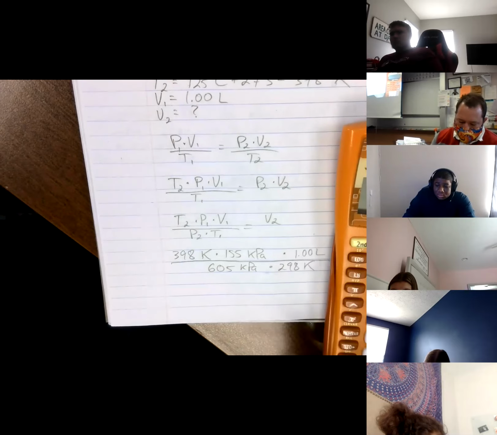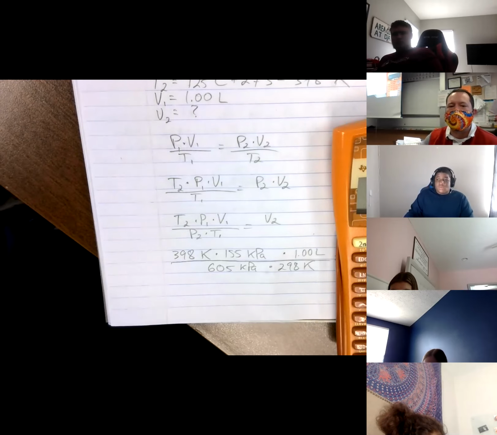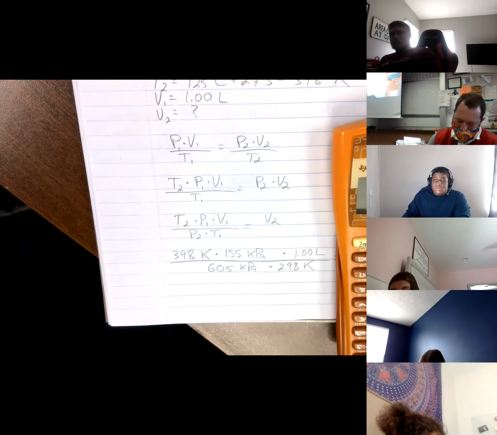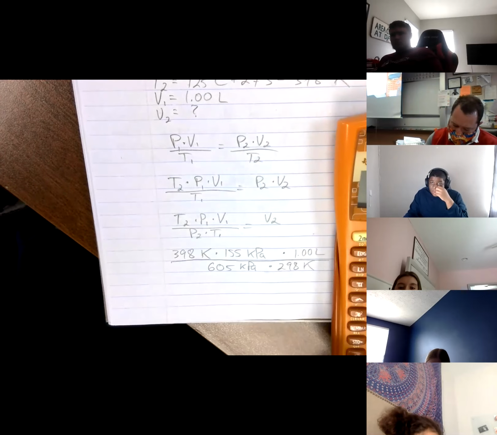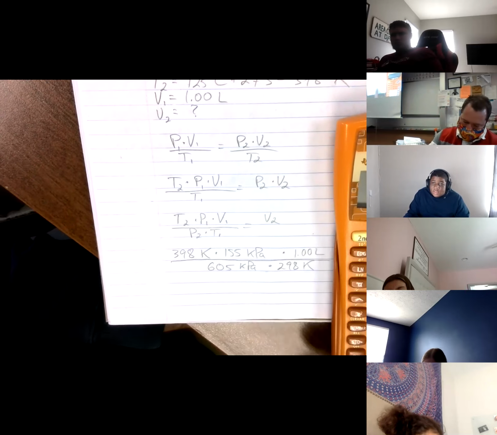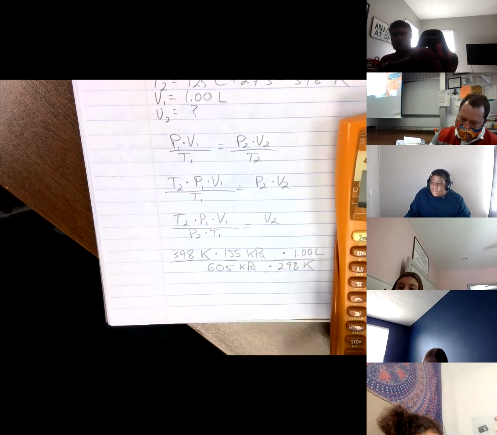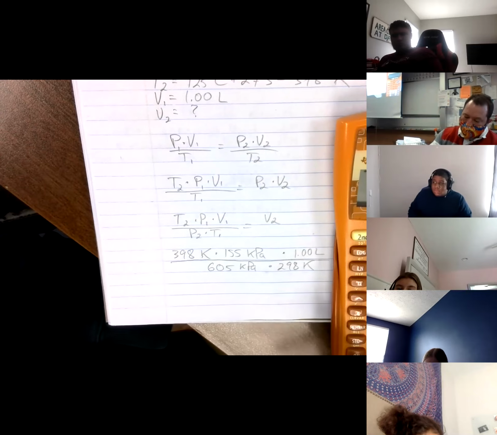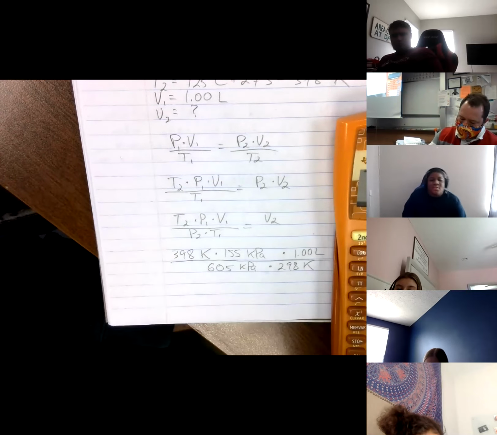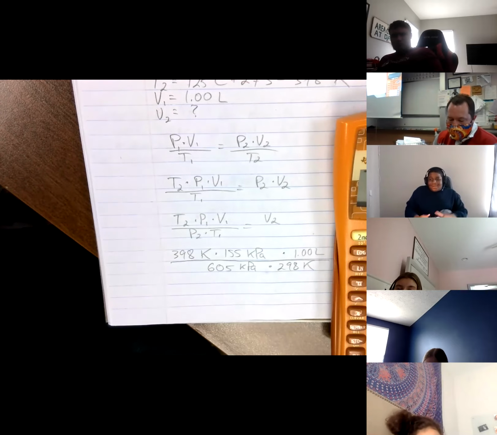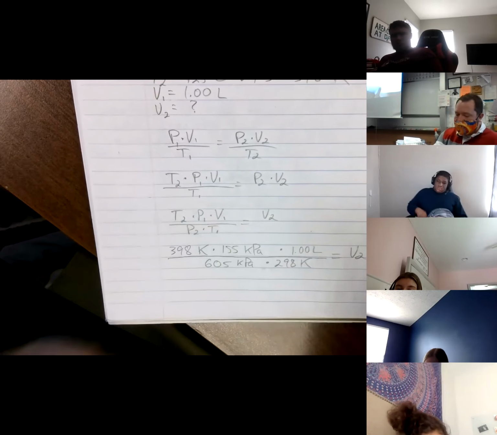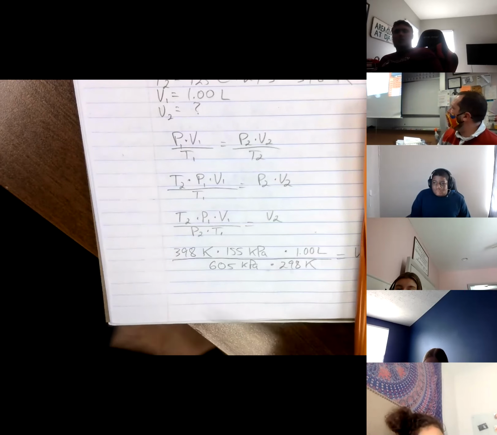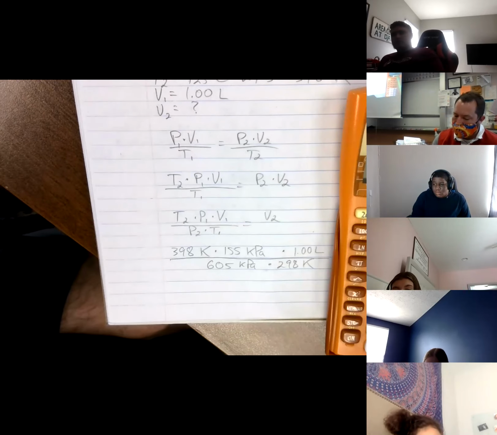Hey, watch this. This is a huge mistake. People make it all the time. So let's see, 398, cool, times 155. That part everybody gets. Times 1.00 divided by 605 divided by 298. You guys see that? People mess that up all the time. They see the multiplication symbol and they hit times. But guys, 298 is on the bottom. You have to divide it by.